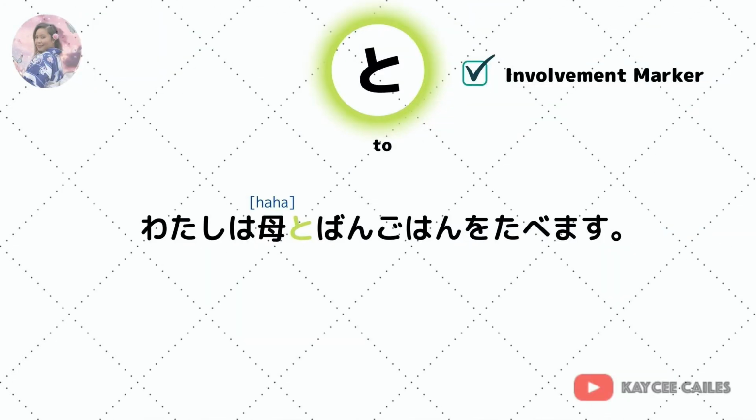Another example is Watashi wa haha to bangohan o tabemasu. Watashi wa haha. This is the kanji character for it, and this means my mother. Followed by to. Bangohan is the object, meaning dinner. O tabemasu. Watashi wa haha to bangohan o tabemasu. I eat dinner with my mother.